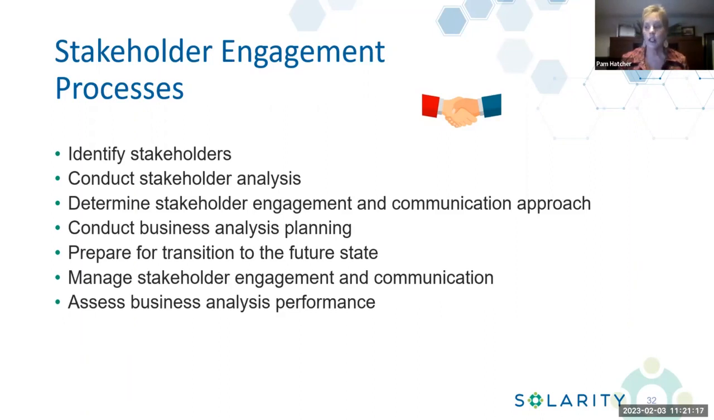Is there anything surprising, that stands out, or that you might want to discuss from this screen? A lot of it is obviously the same types of processes as in an overall project, but is there anything that stands out as very specific? Or I'll ask it this way: the bullet of conduct business analysis planning. Do you think that's a separate activity and a standalone type of process, in addition to the project management planning that takes place?